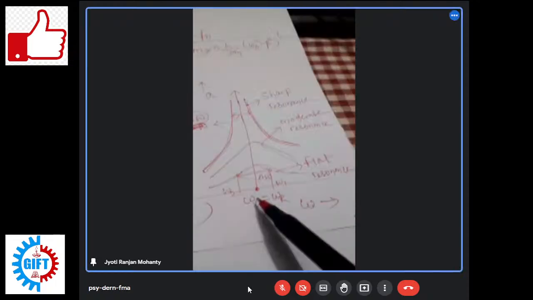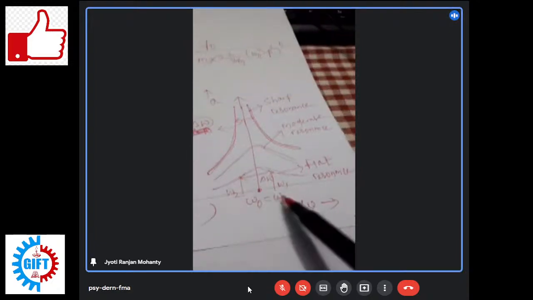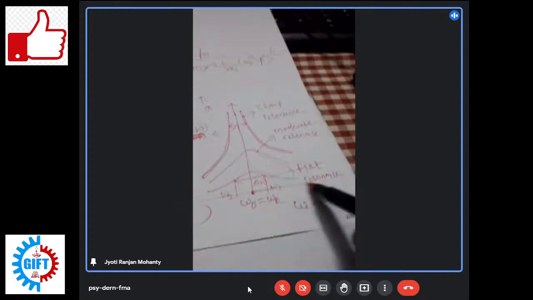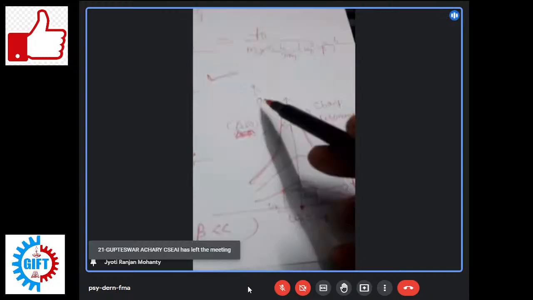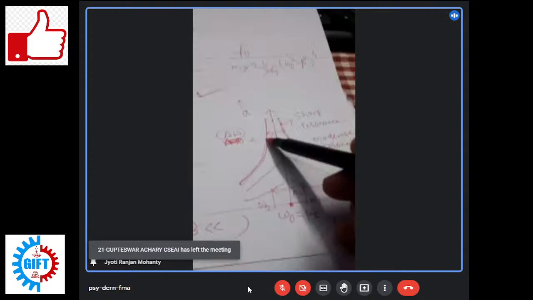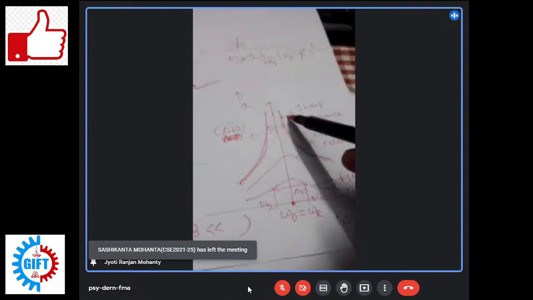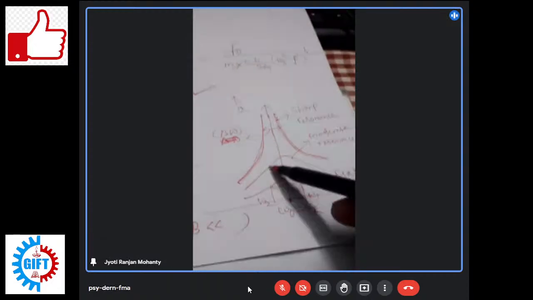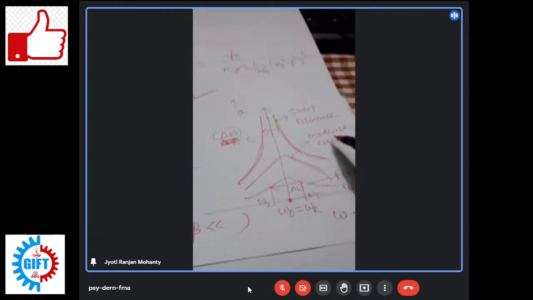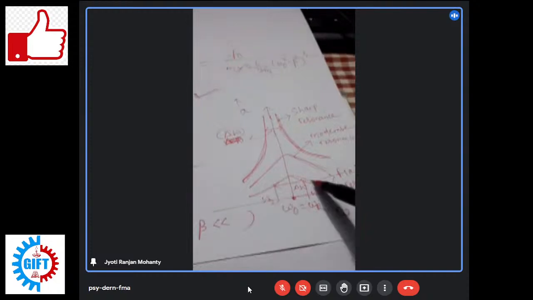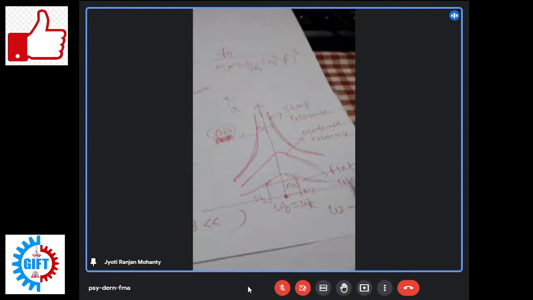Okay. So this middle point you mark as omega naught, which is equal to omega r. On the x-axis I have taken omega, angular frequency. On the y-axis I have taken amplitude. So first curve you plot like this. You mark it is a sharp resonance. And again you draw a second curve. This is moderate resonance. And the third curve you draw like this. This is known as flat resonance. Okay.